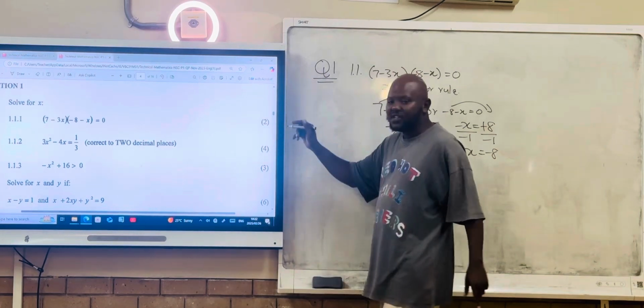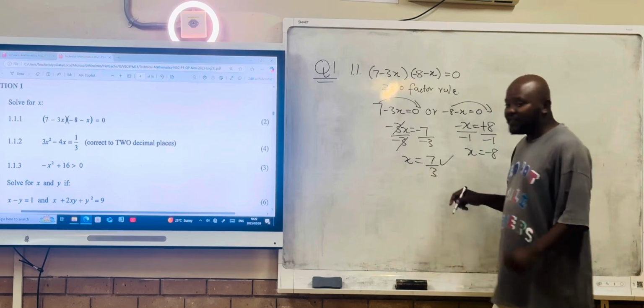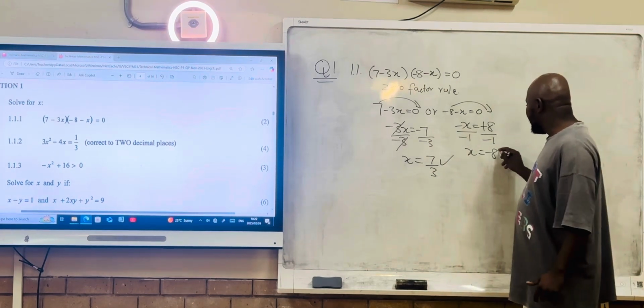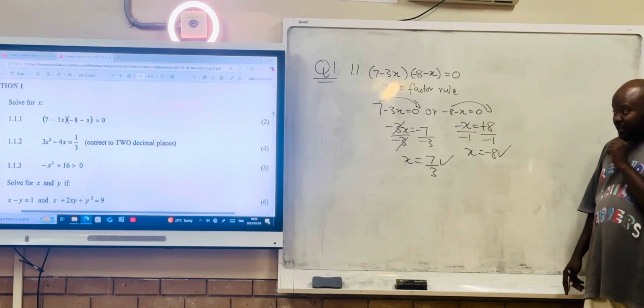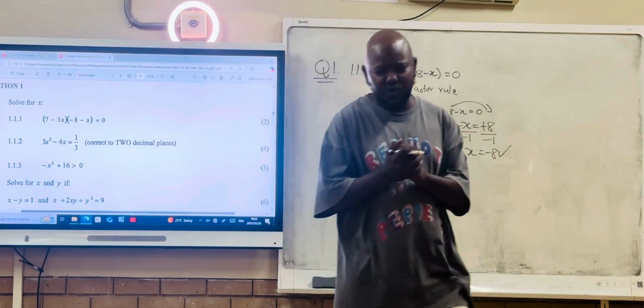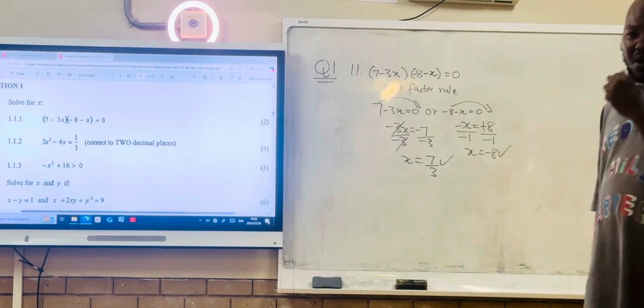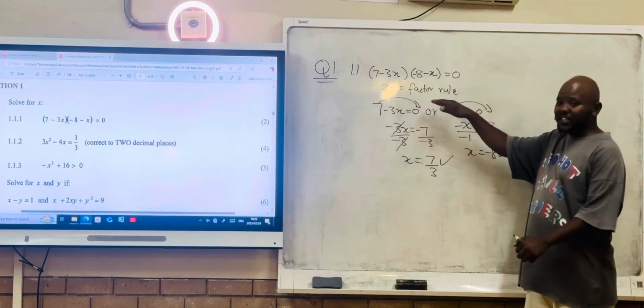How is the mark allocation for 1.1.1? The value of x being 7 divided by 3 is a mark. The value of x being negative 8 is a mark there. That is our Question 1.1.1. Hope you understood whatever I was doing there for Question 1.1, where I was breaking it down with the zero factor rule.